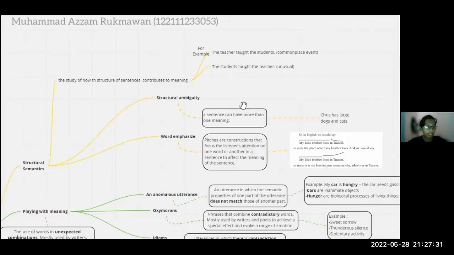All right. Structural semantics. So what is structural semantics? Structural semantics is the study of how the structure of a sentence contributes to the meaning.